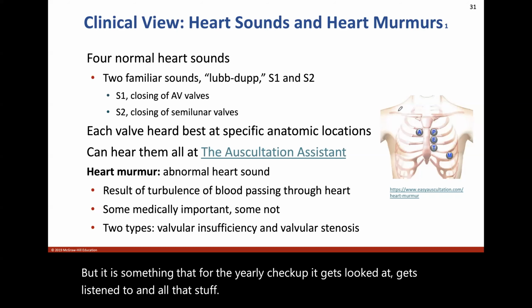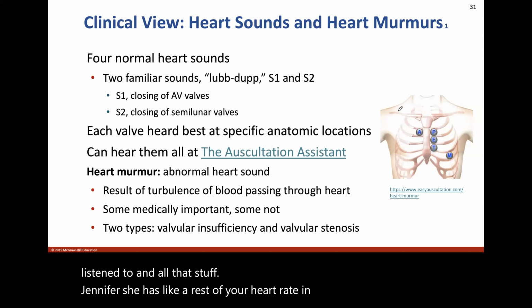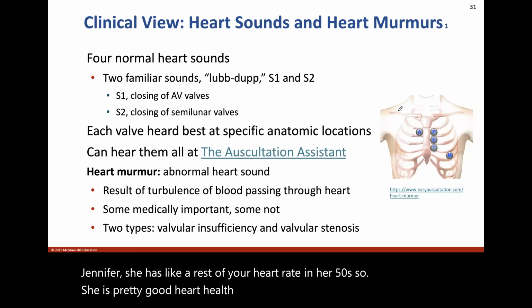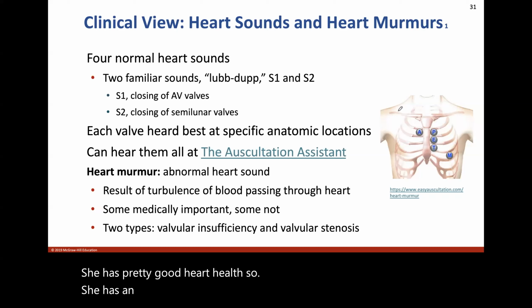Jennifer has a resting heart rate in her 50s, so she has pretty good heart health. She has an effective pumper, so that slight little murmur doesn't really affect her very much at all.